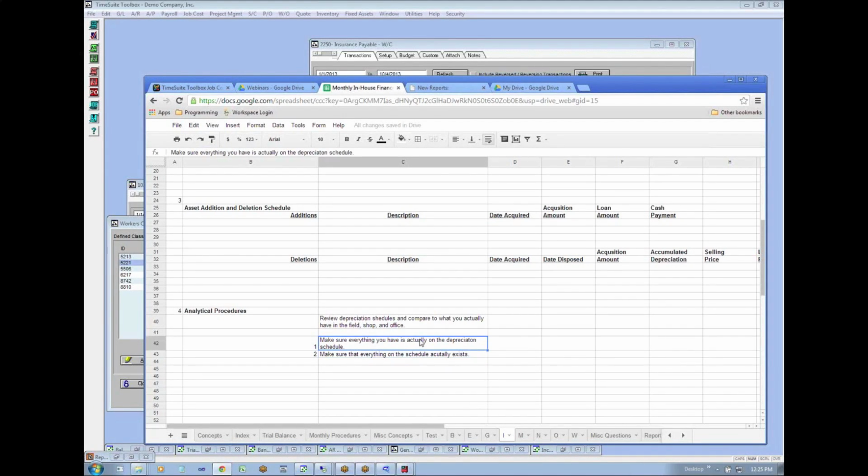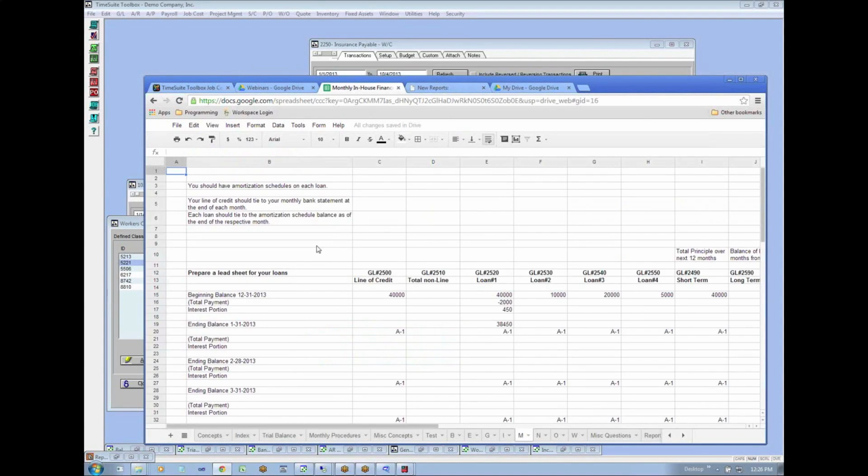So we're missing things from the schedule here, and let's say we wrecked a vehicle and it's still sitting on the books and it should have been taken off before. So that's the scope of your fixed assets on your monthly financial statements.